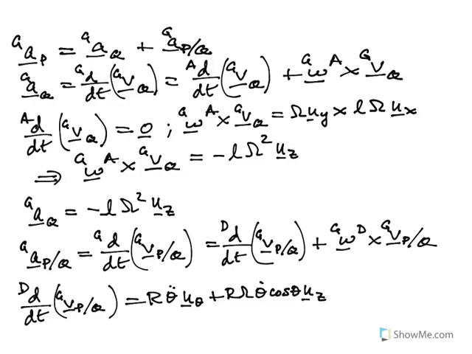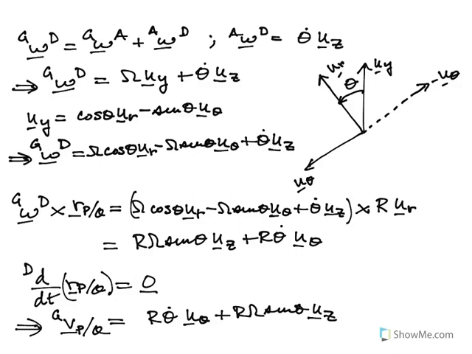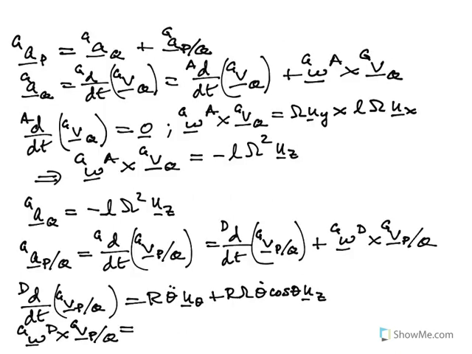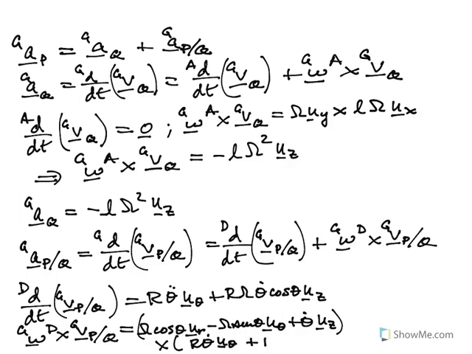And now we have to get the angular velocity of the disk in the ground crossed with the velocity of p relative to q in g. We went through and got that angular velocity. It's omega cosine theta ur minus omega sine theta u sub theta plus theta dot uz, and then this is crossed with r theta dot u theta plus r omega sine theta uz. And now we can put this over here.